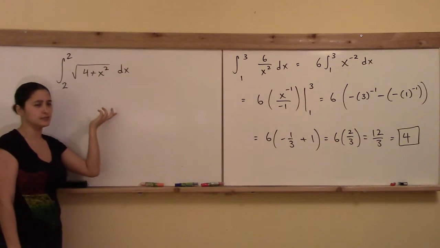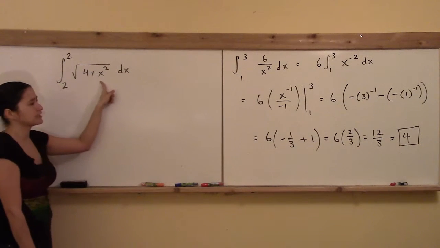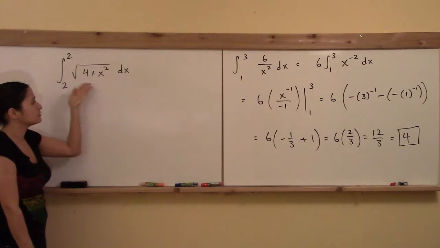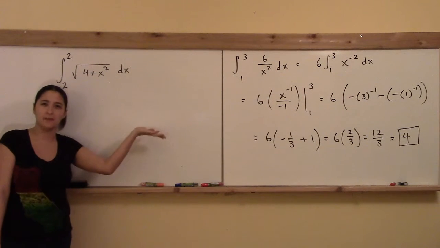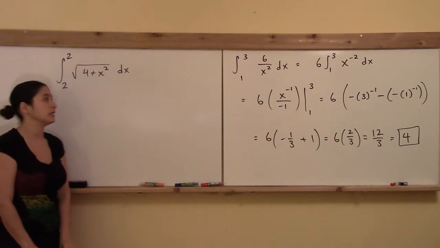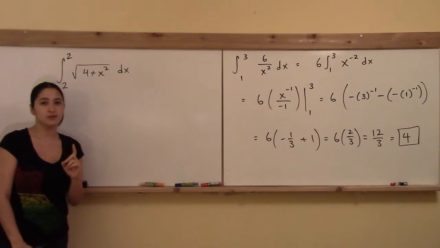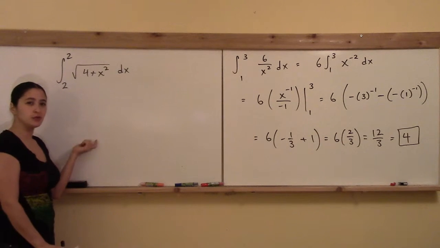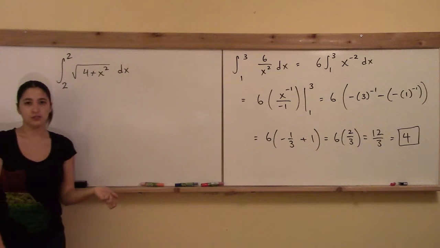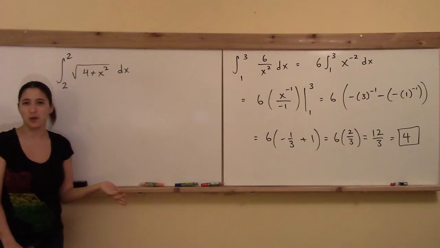I don't know what the antiderivative is because 4 plus x squared is under there, and I don't see any 2x or any x on the outside to help me with my u sub. I'm going to say that this integral is actually very hard to calculate. But the saving grace is that they're asking me to integrate it from 2 to 2. 2 to 2, that means you didn't go anywhere, right?